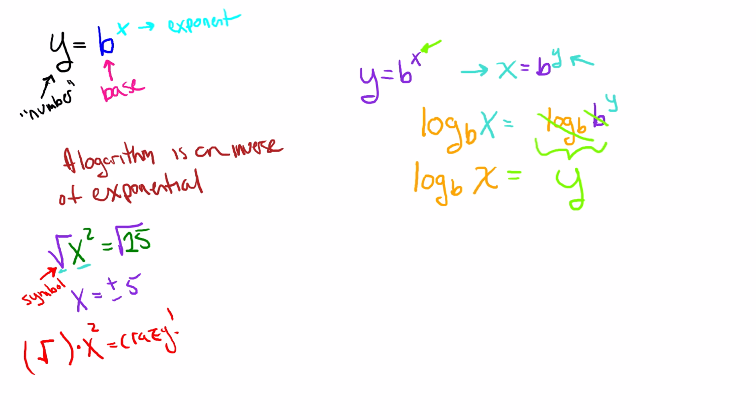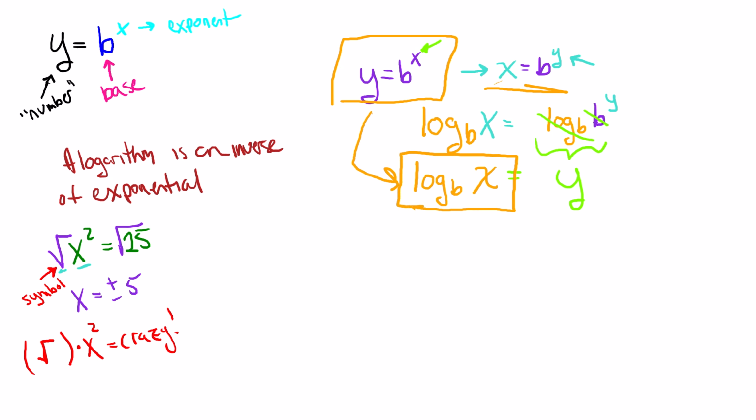And since we started off trying to find the inverse of y is equal to b to the x, it means that this thing down here, the log base b of x, must be the inverse of b to the x, or I'll say y is equal to b to the x. So all these things are inverses of each other.